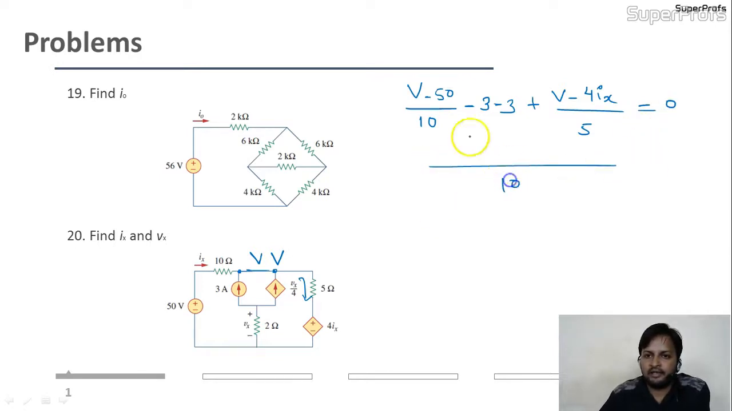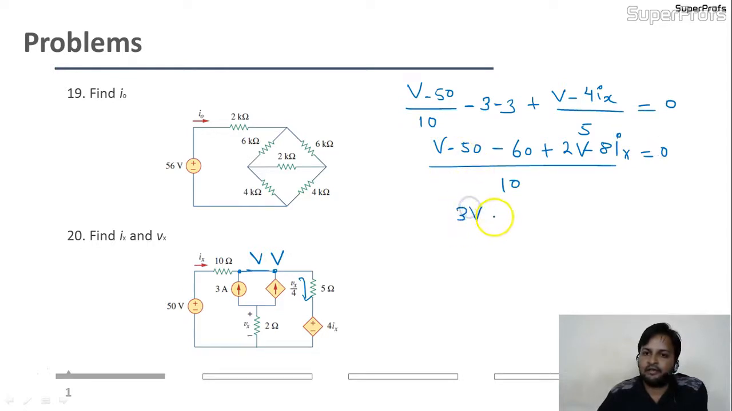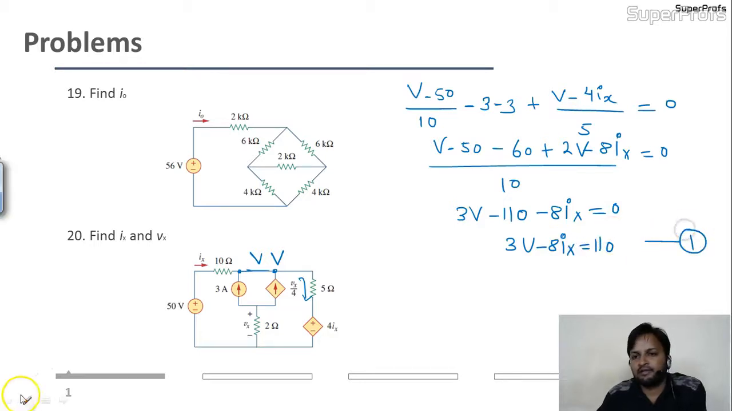Good. LCM is 10. So this is V minus 50 minus 60 plus 2V minus 8Ix equal to 0. So finally you are having 3V minus 110 minus 8Ix equal to 0. 3V minus 8Ix equal to 110. Equation 1. Okay. So one equation is this, and two unknowns. One equation we can't solve. We need another equation.